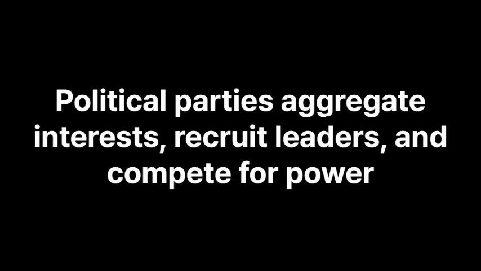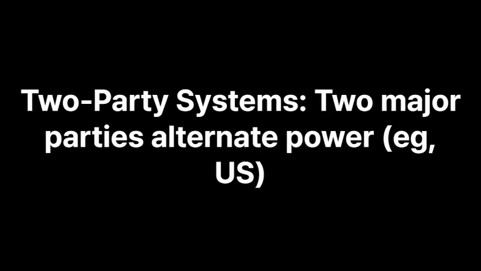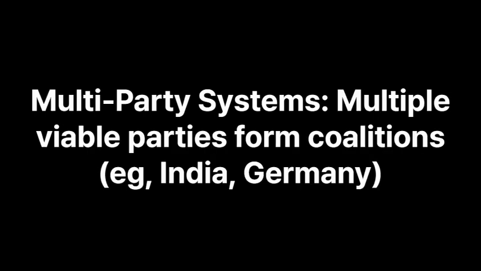2.2. Political parties. Political parties aggregate interests, recruit leaders, and compete for power. One-party systems dominated by a single political party, e.g., China. Two-party systems. Two major parties alternate power, e.g., U.S. Multi-party systems. Multiple viable parties form coalitions, e.g., India, Germany. Party functions. Articulate policy platforms. Recruit and train political leaders. Mobilize voter support. Serve as opposition or watchdog.